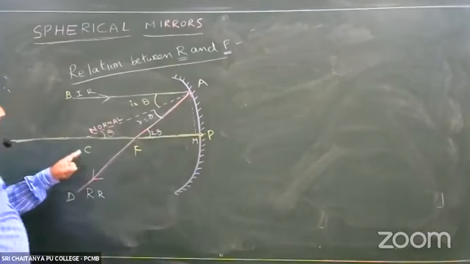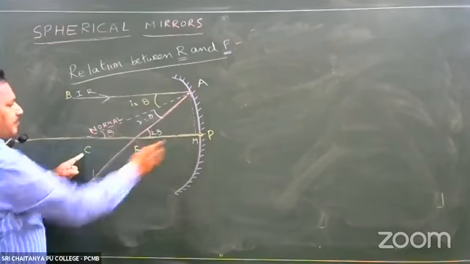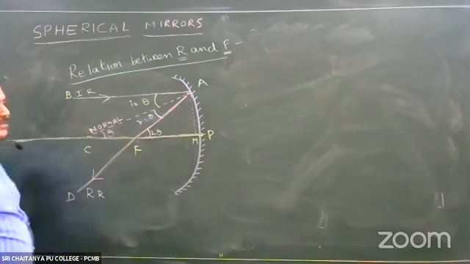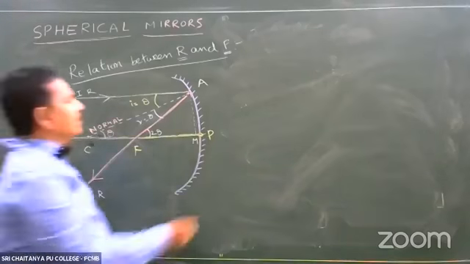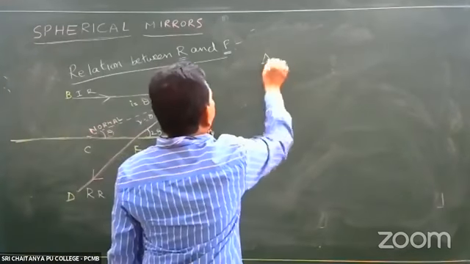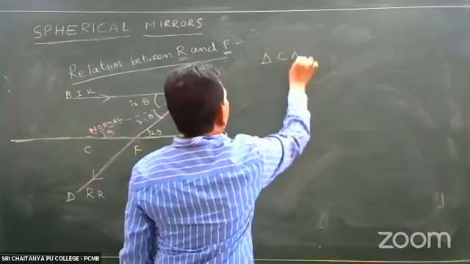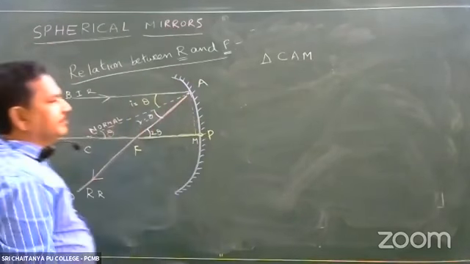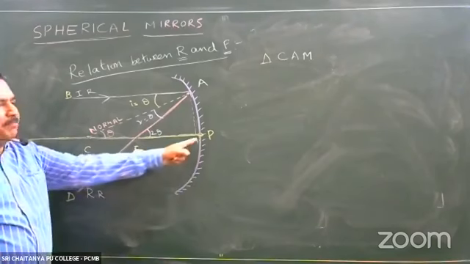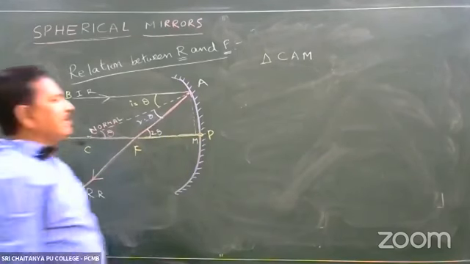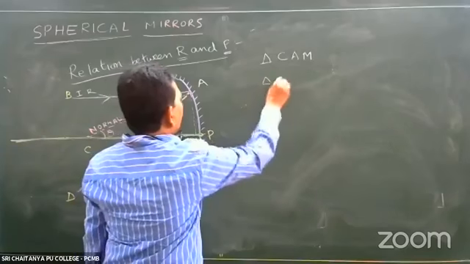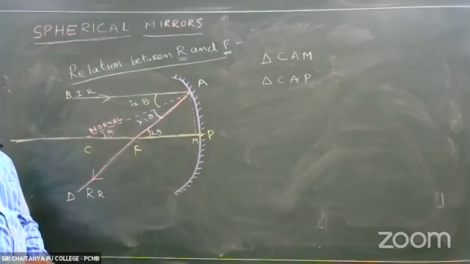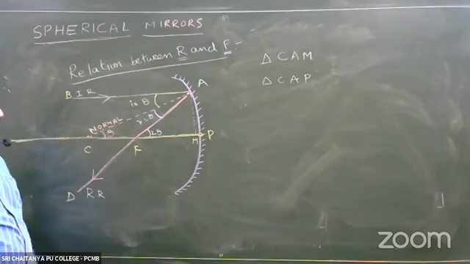The first triangle is CAM, the second triangle is FAM. Two triangles. First one, triangle CAM. But already discussed, M and P coincide. If M and P coincide, that is equal to CAP. Instead of M, I will take P.